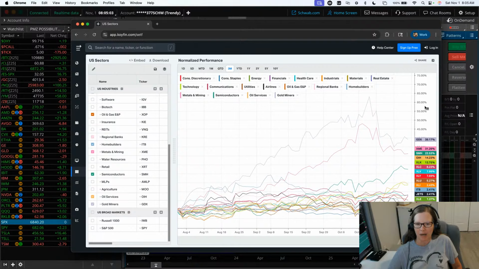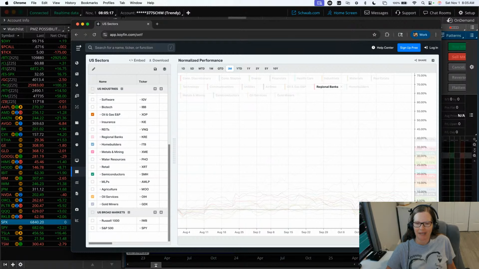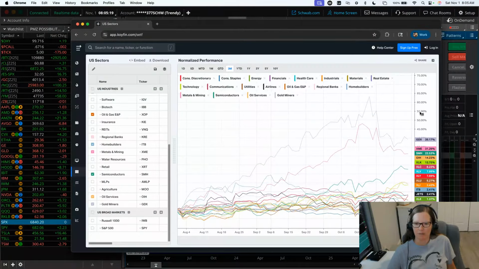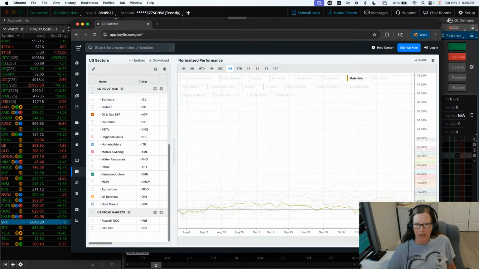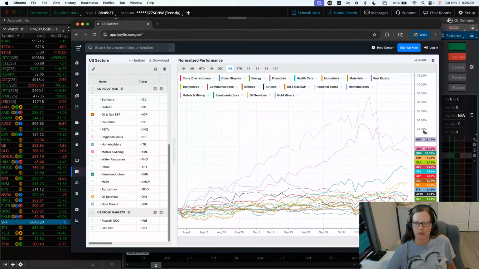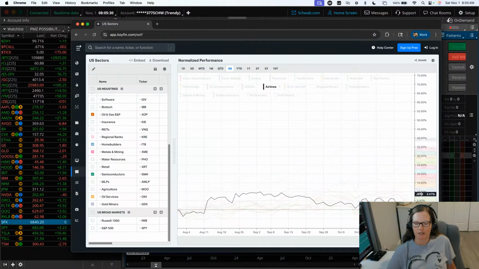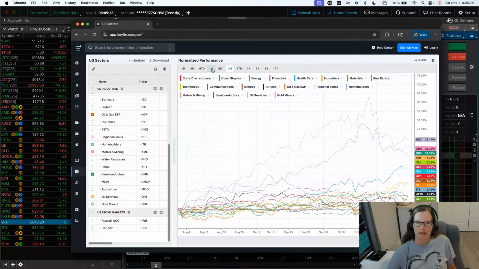As far as the bottom here, you really have the same names over the last 3 months. Financials is actually negative. KRE, which is regional banks, is negative as well as real estate and materials, and then consumer staples. But notice JETS, the airline sector, moved up from the bottom up to the middle of the pack.